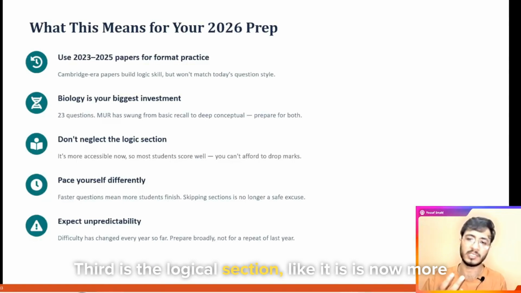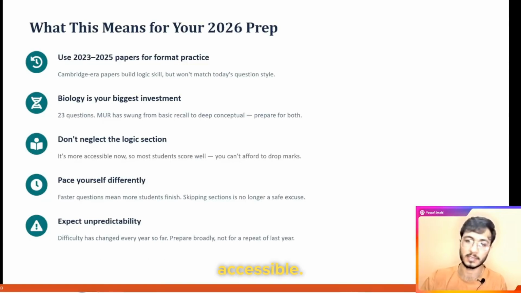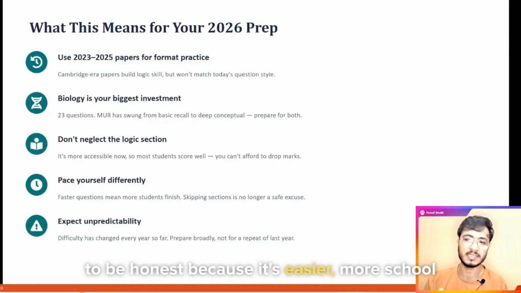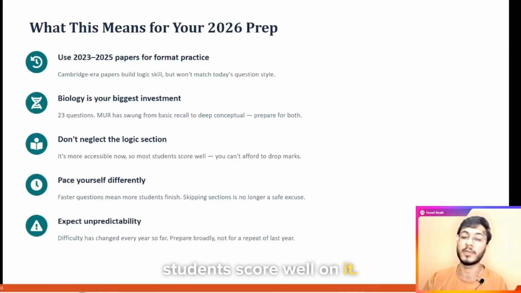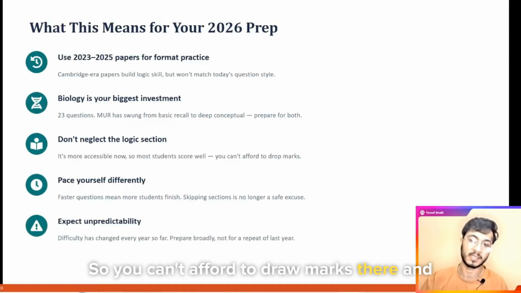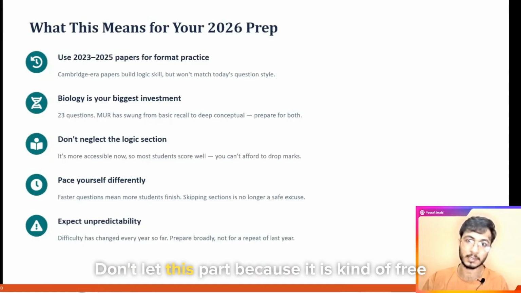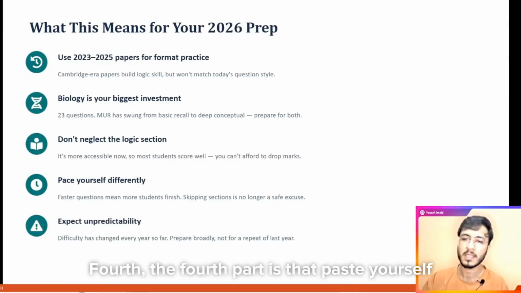Third is the logical section. It is now more accessible. That's actually kind of a double-edged sword, to be honest, because it's easier, more students score well on it, so you can't afford to drop marks there. And practice English comprehension and different questions. Don't neglect this part because it is kind of free marks.